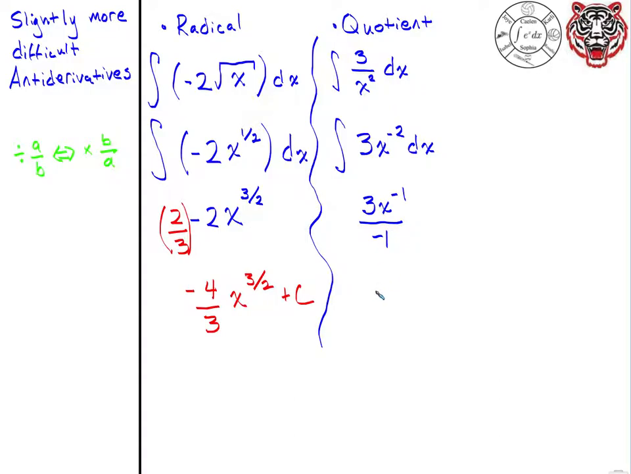And my final answer is negative 3. And you can leave the x on the bottom, I'm just going to leave it on the top for now. Negative 3x to the negative 1 plus c. Don't forget that plus c. I guess I should have written it there too.